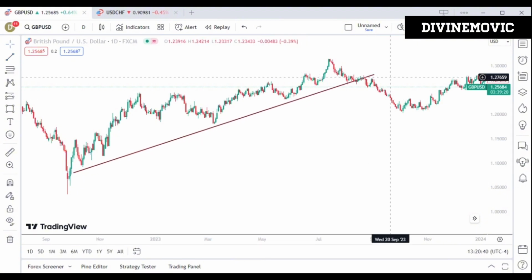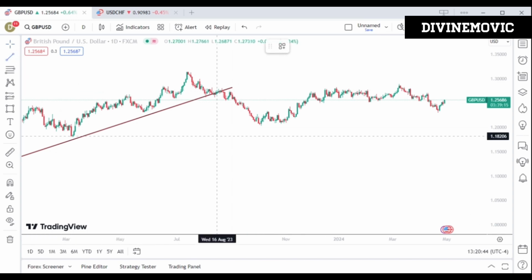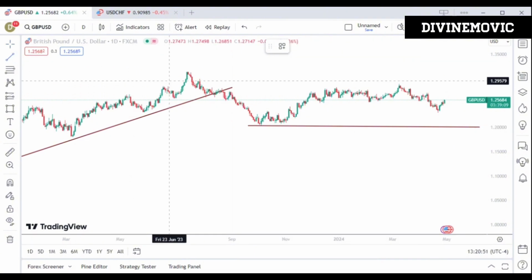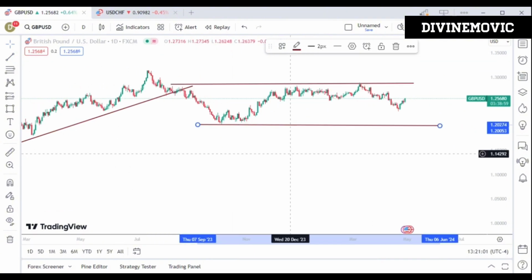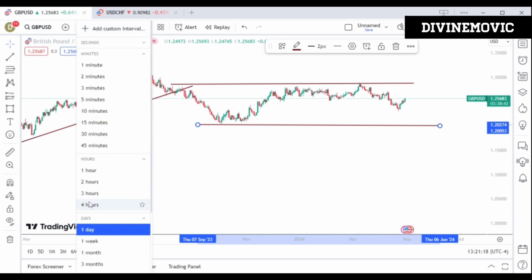And when price broke out from the trend, we simply had a support key level here. So this is a support key level, and this is our resistance key level here. Basically, we're interested in what price is doing from this support key level to this resistance key level. And what we want to do is to understand market structure from this support key level to this resistance key level. I want to do that on the 4 hours time frame.